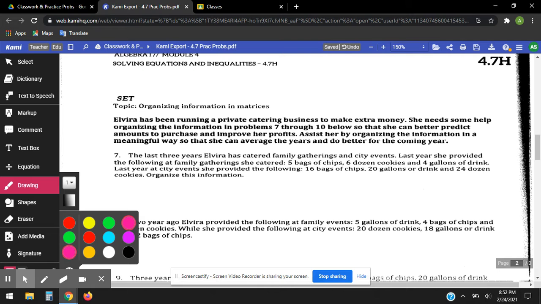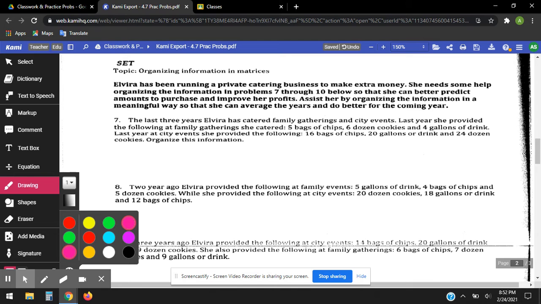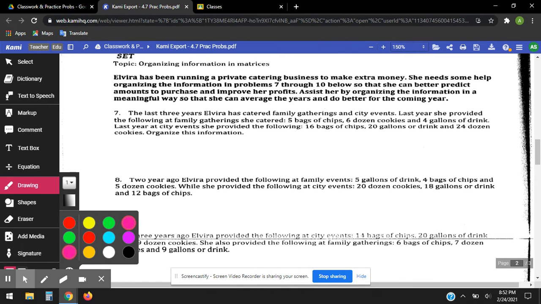Elvira, we're back to Elvira. She has been running a private catering business to make extra money. She needs some help organizing the information in problems 7 through 10 below so she can better predict amounts to purchase and improve profits. Assist her by organizing the information in a meaningful way, aka a matrix, so that she can average the years and do better the coming year.